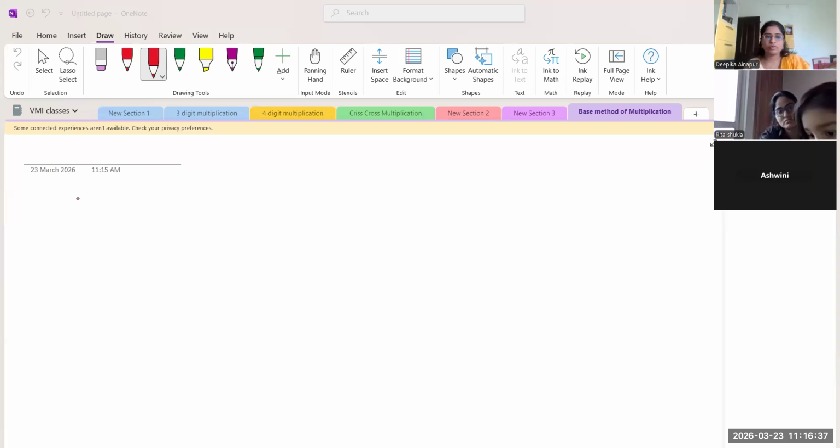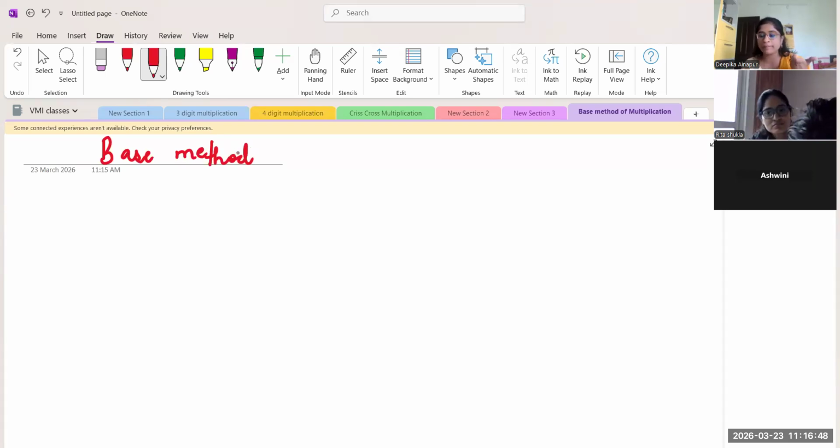So, base method. You all know what the base is, right? The base is what we will be taking, for example, 10. Mostly we will be taking base as 10. You can take any base, but if you take 10, 10 is a base. 10 raised to 2 is also a base, that is 100. And 10 raised to 3 is also a base, that is 1000. Like that it can go on.